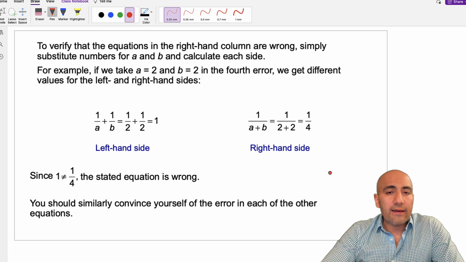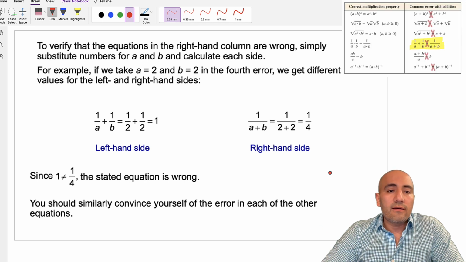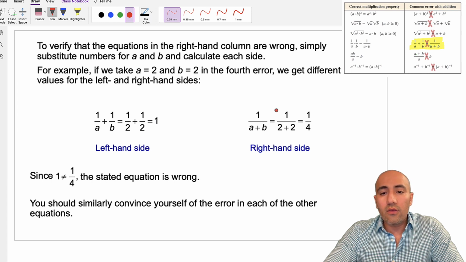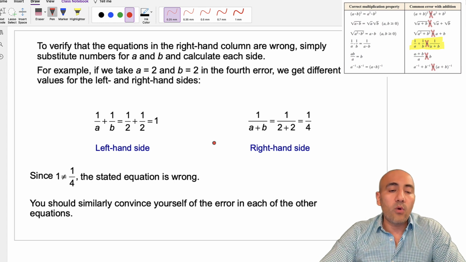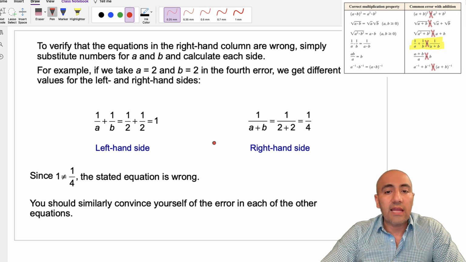So for instance, if we look at the fourth error in the list of common errors, and we let a equal 2, b equal 2, and replace both sides of that statement, on the left-hand side, we would get 1/2 plus 1/2. 1/2 plus 1/2 is equal to 1 all day long. And then on the right side, if we replace the a and b with 2's, we end up with 1 over 2 plus 2, which is 1/4. So clearly, 1 does not equal 1/4. So that should help confirm for us that 1 over a plus 1 over b does not equal 1 over a plus b. Okay?